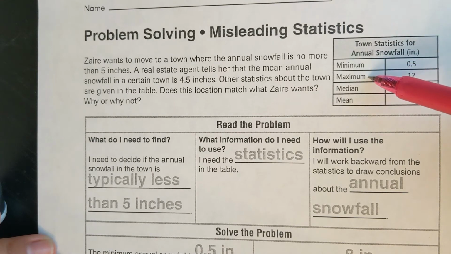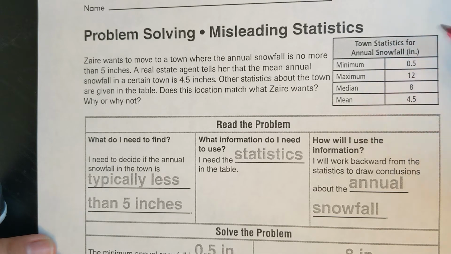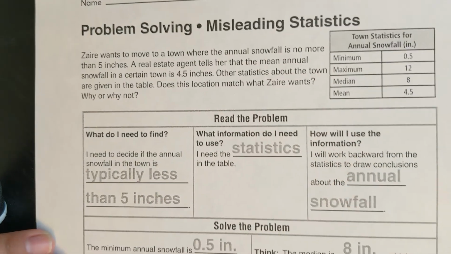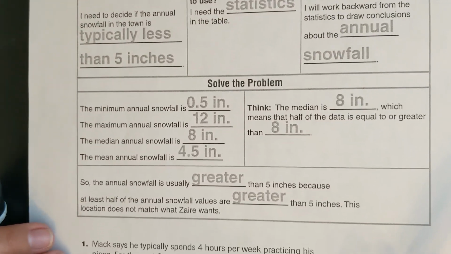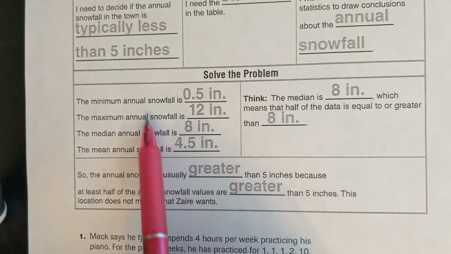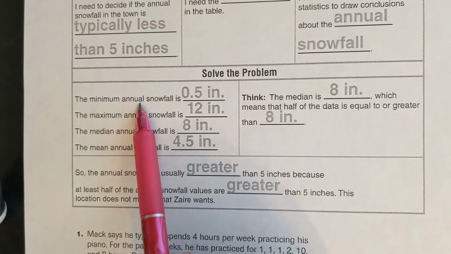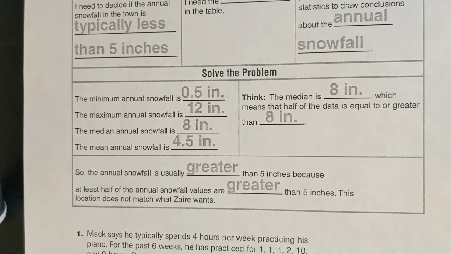So we have this table over here. It gives us our minimum, our maximum, our median, and our mean. And right here, when we do that, read the problem. What do I need to find? What information do I use? How will I use that information? Those are just questions to ask yourself. And then down here, we filled in some information. When you problem solve, this was up in that data table earlier. So I've moved it down so we can just look at this.